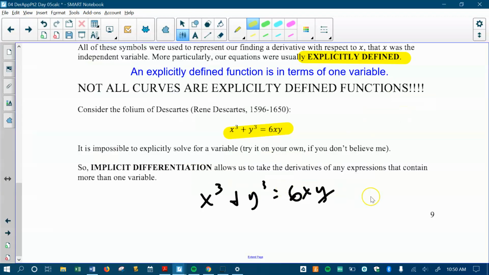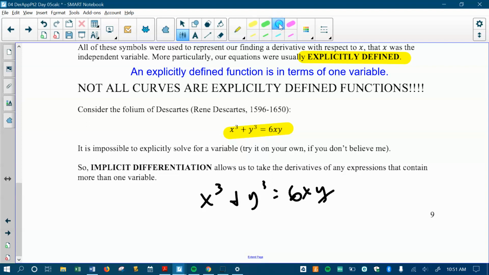Good. Okay, so x cubed plus y cubed equals 6xy. Your efforts are futile, they're fruitless. You will not be able to solve for y by itself. So if we want to find the slope of the curve at any point, because that's what calculus allows us to do, we have to have a new technique to be able to do that if we can't isolate y.